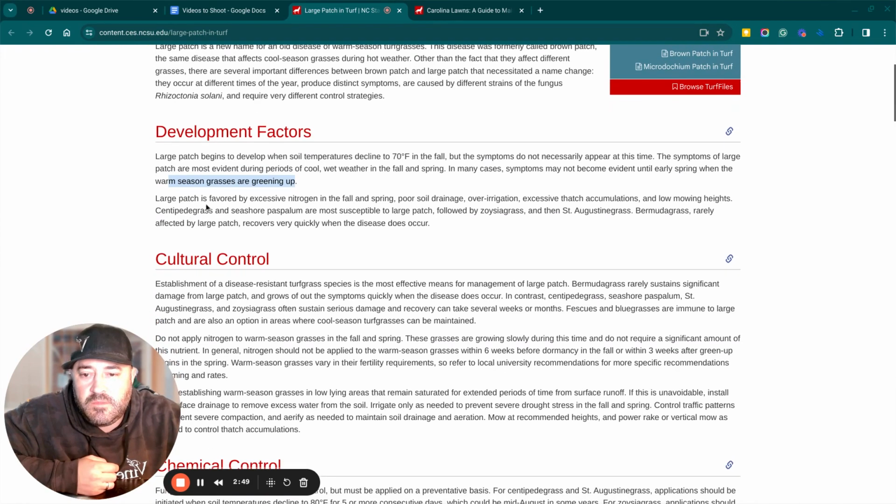So large patch is favored by excessive nitrogen in the fall. That's fertilizing too late. And in spring, poor soil drainage, over irrigation, excessive thatch, low mowing heights. Centipede grass and seashore paspalum are most susceptible to large patch, followed by zoysia grass, then St. Augustine grass, and then Bermuda is rarely affected by large patch, recovers very quickly when the disease does occur.